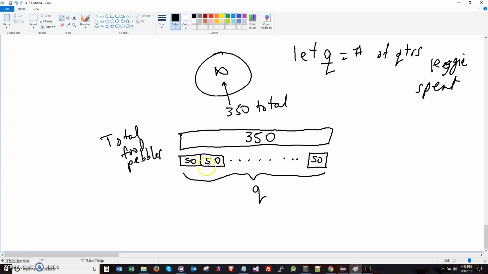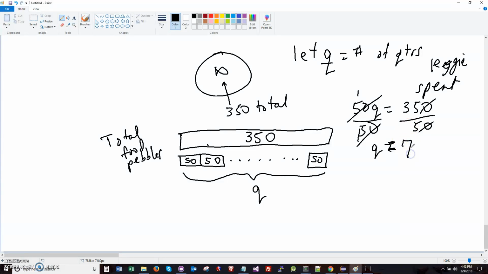So there are Q 50s. We don't know how many. There are a Q of them. So 50Q is 350. Well, that's a multiplication equation. I can just divide both sides by 50. These will cancel. I need to divide this side by 50. And I will get that, whatever this is, 350 divided by 50. Let's see if I can cancel some of this. This will cancel. And then it's going to be 35 divided by 5, which is going to be 7. So 7 is my Q, 7 quarters.